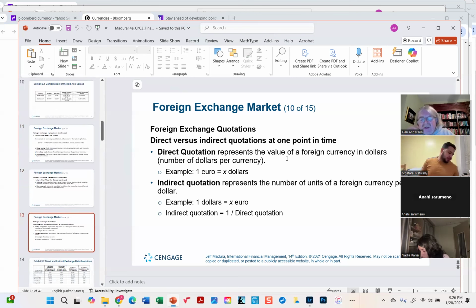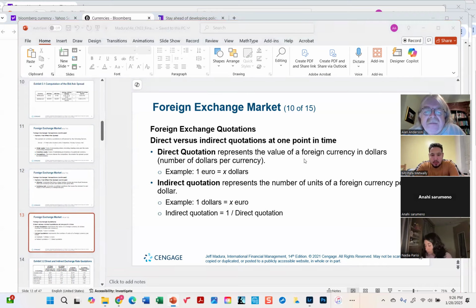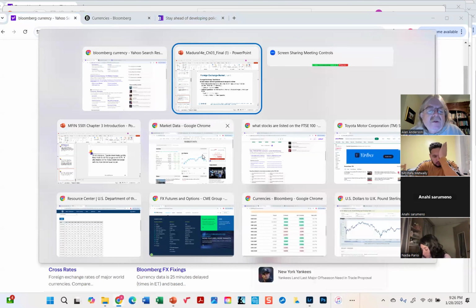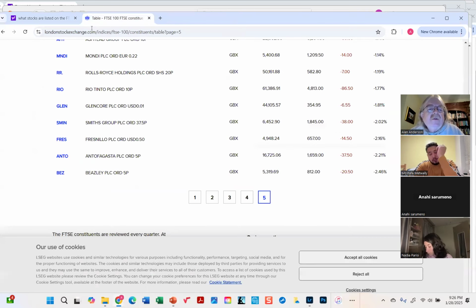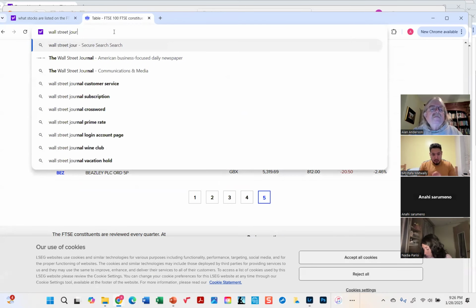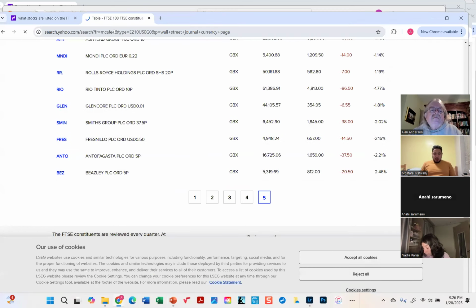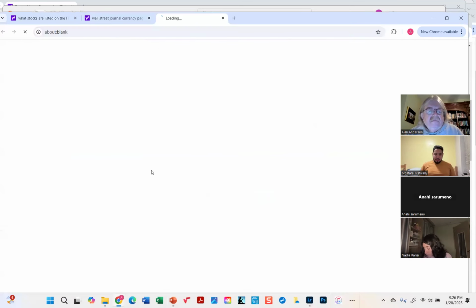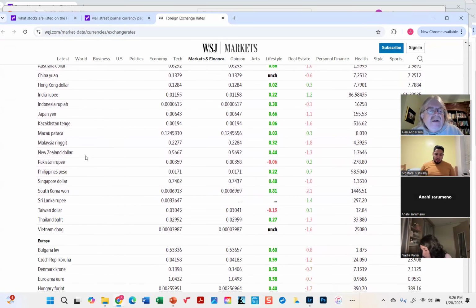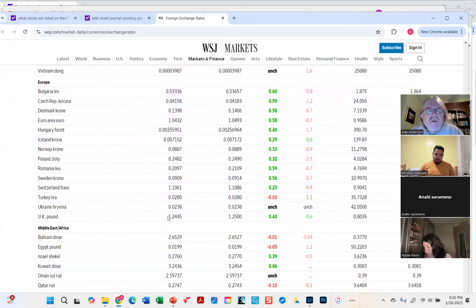Oh, and by the way, remember we saw this before, the quotes. Let's go back to the Wall Street Journal for a second. Remember, they were the ones who listed currencies in two different ways. There we go. All right. So if you notice, for example, again with the dollar and the pound, let's go find that one. So it takes $1.2245 to buy a pound or 0.8035 pounds to buy a dollar.